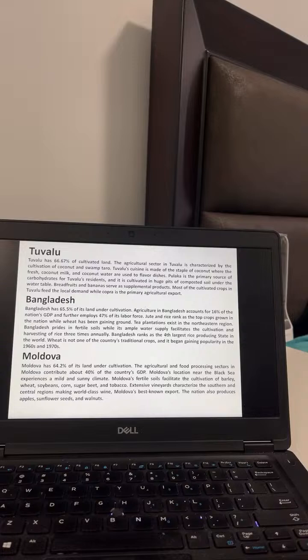Bangladesh. Bangladesh has 65.5% of its land under cultivation. Agriculture in Bangladesh accounts for 16% of the nation's GDP and further employs 47% of its labor force. Jute and rice rank as the top crops grown in the nation, while wheat has been gaining ground. Tea plantations exist in the northeastern region.